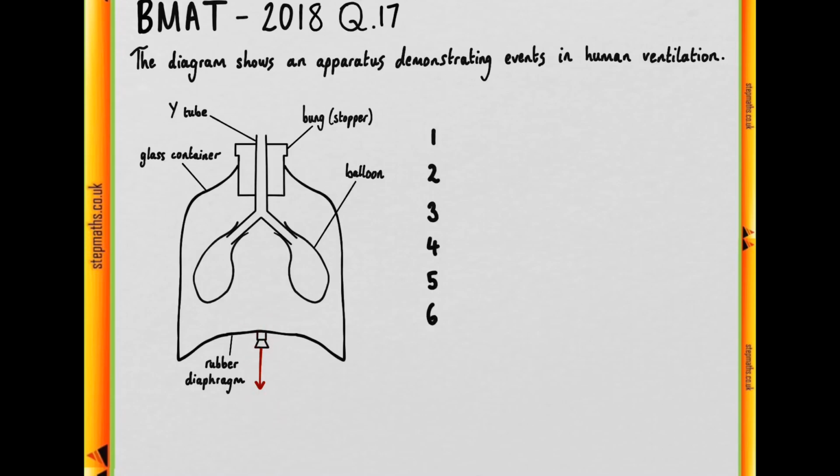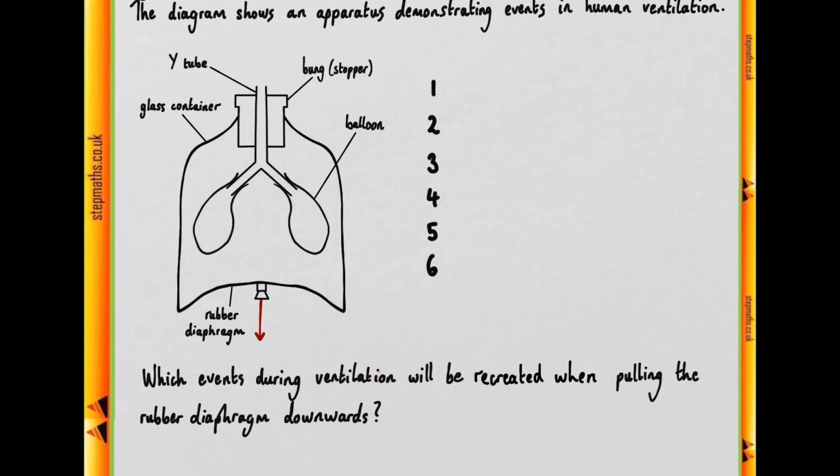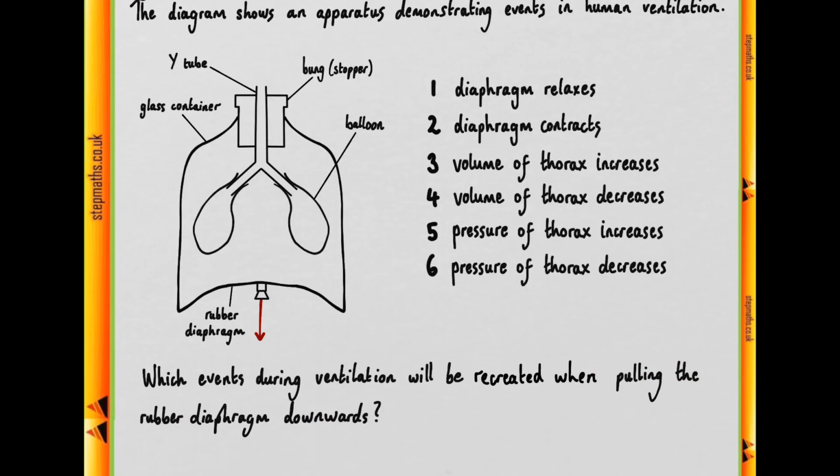We then have 6 potential events, and we're asked which of these events during ventilation will be recreated when pulling the rubber diaphragm downwards. So let's take a look at our 6 options. We have options relating to the diaphragm relaxing and contracting, the volume of the thorax increasing and decreasing, and the pressure of the thorax increasing and decreasing.